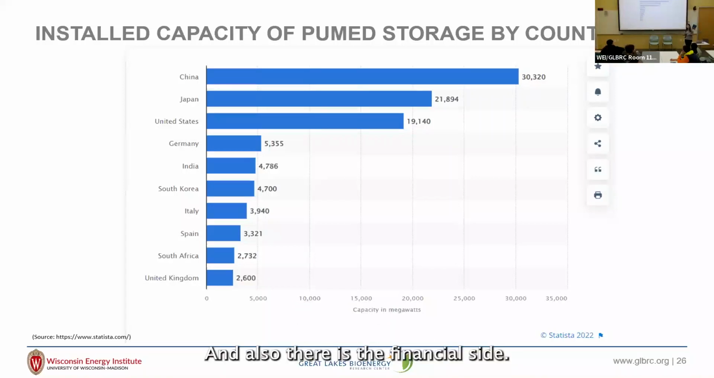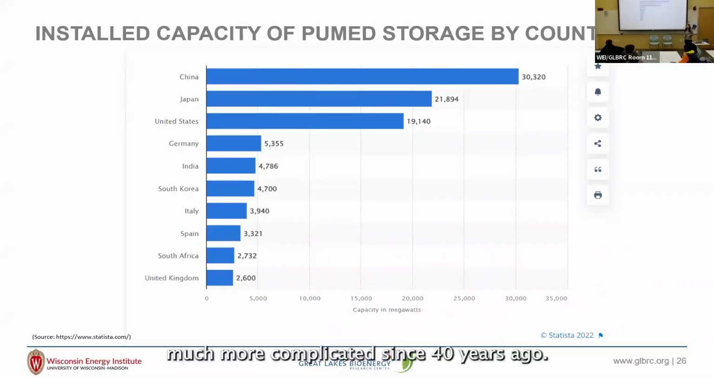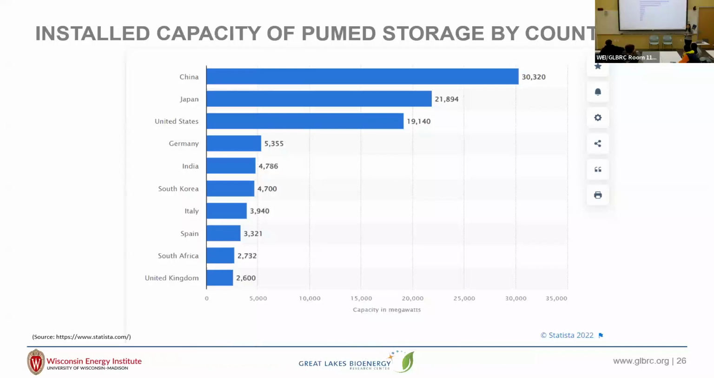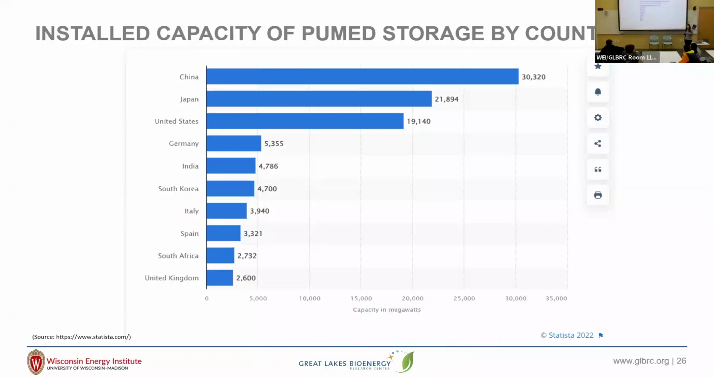And also there's the financial side. It costs a lot of money. The licensing permitting process got much longer, much more complicated since 40 years ago. So it's much more difficult and it takes longer to develop a hydropower. That's a real big reason. And pump storage is by far much, much higher than most of even hydropower projects or wind or solar, if you compare the order of magnitude of costs.